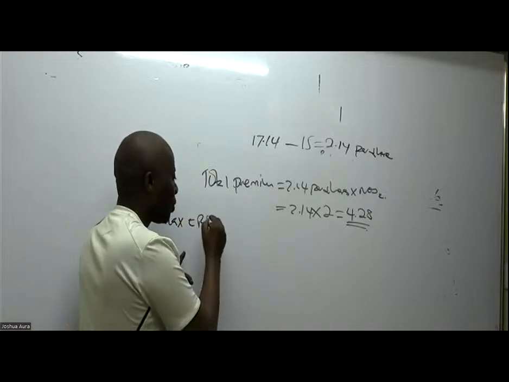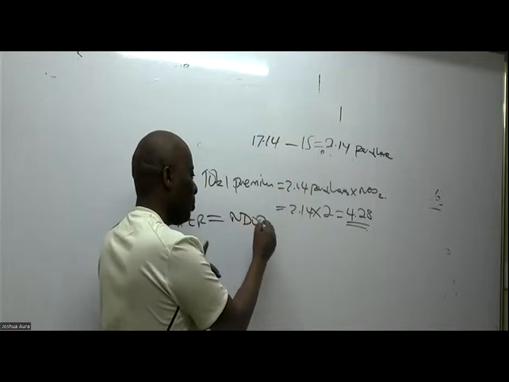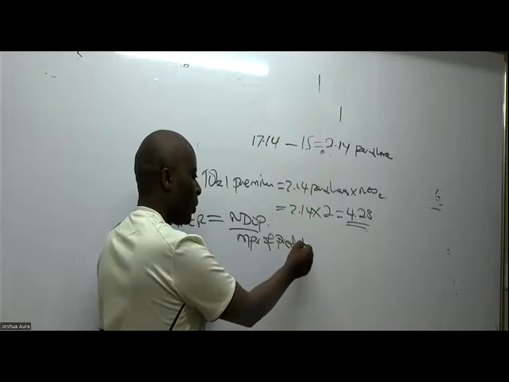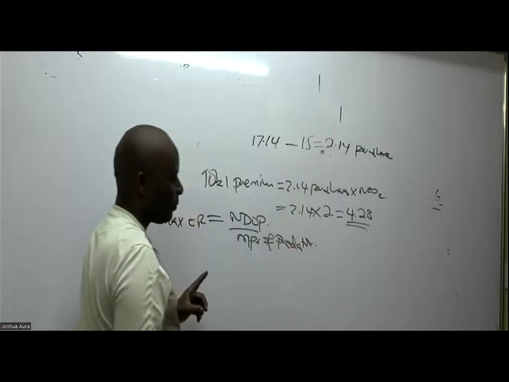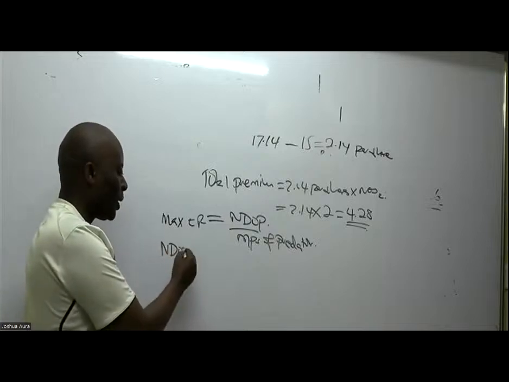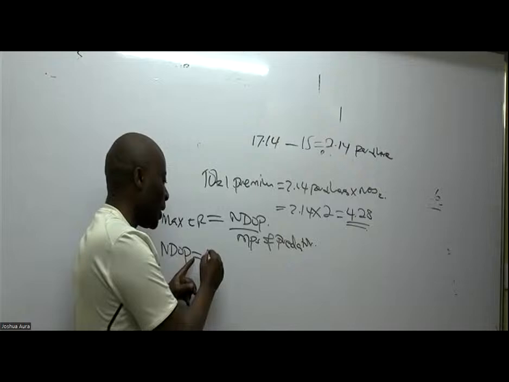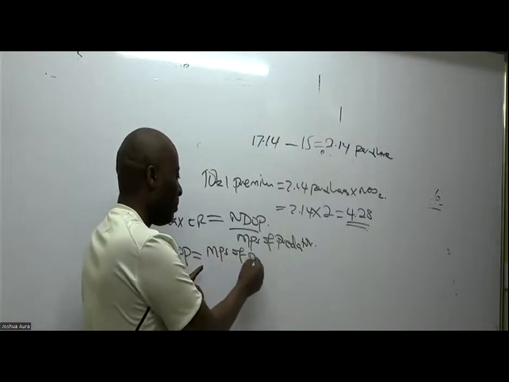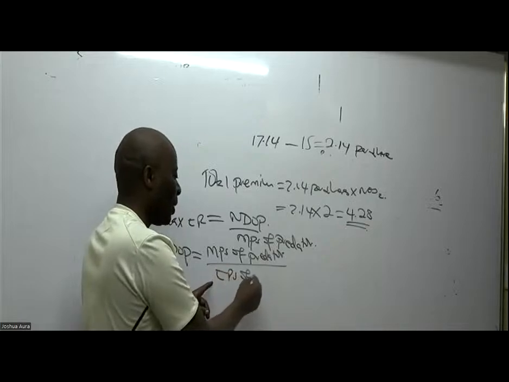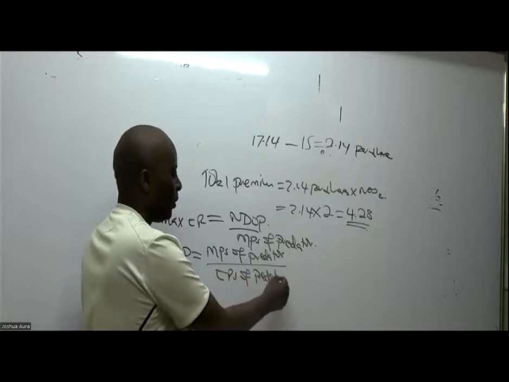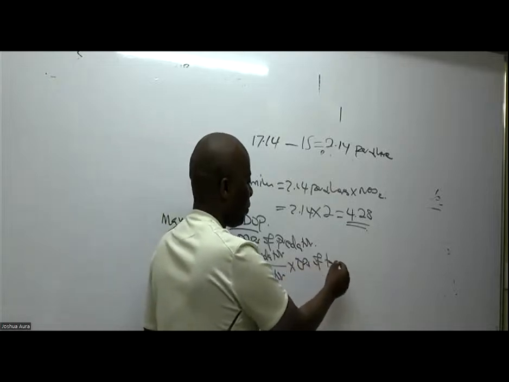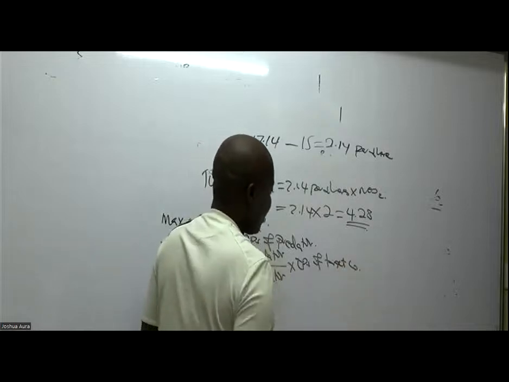And how do you do it? If you're using this formula, it's the non-diluting offer price divided by the MPS of the predator. And how do we get this non-diluting offer price? We take the MPS of the predator over the EPS of the predator, times the EPS of the target company.